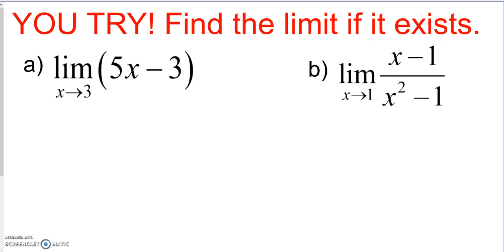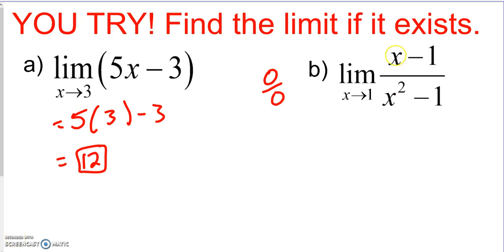All right, so find the limit if it exists. So use direct substitution. I'll do A first, and then you guys can do B. First thing that you want to do is try direct substitution. So literally, I'm just going to plug in 3 for the x, and I get that to be 12. That is my limit. Go ahead and try to do B and see what you get with that one.